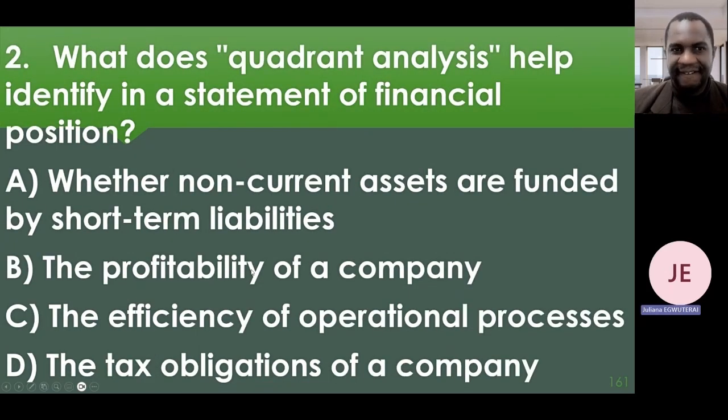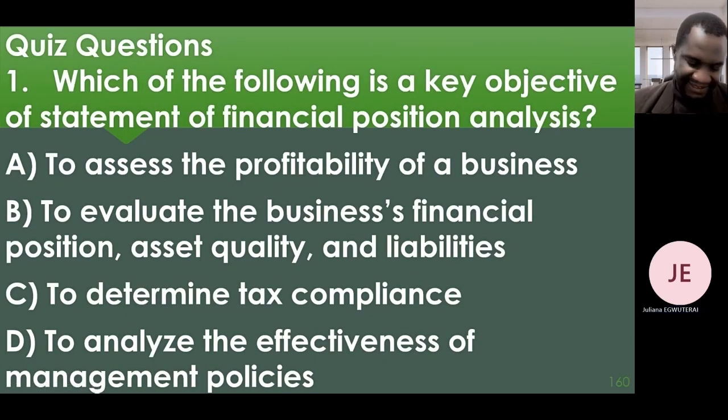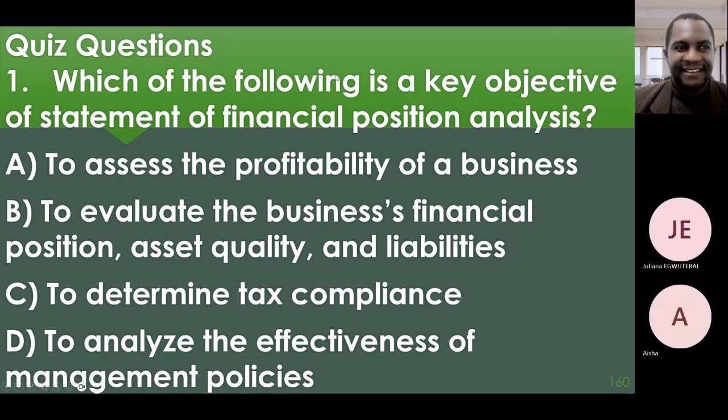Wait, to asset quality. Let me read it again. Which of the following is a key objective of statement of financial position analysis? A, to assess the profitability of the business. B, to evaluate the business financial position. A and B now? Okay, you want to choose A and B as your pick or just A? No. You have to choose one. A. It can't be 2. You have to pick one. Okay, A. All right. So A, final answer. So let's go to 2.